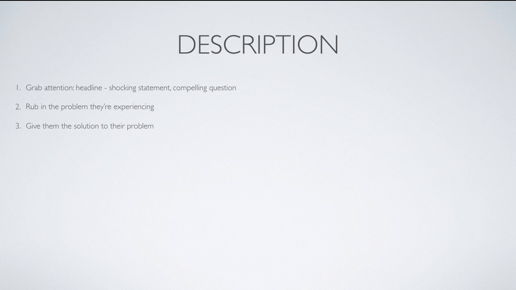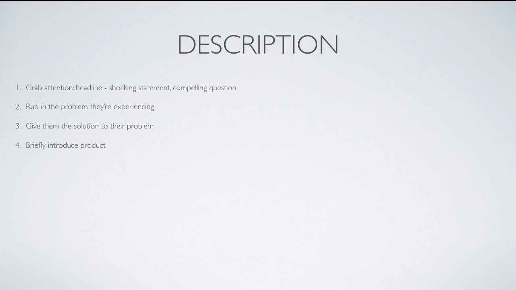Then number three, give them the solution to their problem. Very similar to what we did in the bullets, first we talked about the problem and then the solution. Similarly here, we're going to talk about the problem and the solution, but we can elaborate a little bit more because we have more space to write and type. So first we rub in the problem, and number three, immediately after, we give them the solution to their problem, and then number four, we briefly introduce the product.